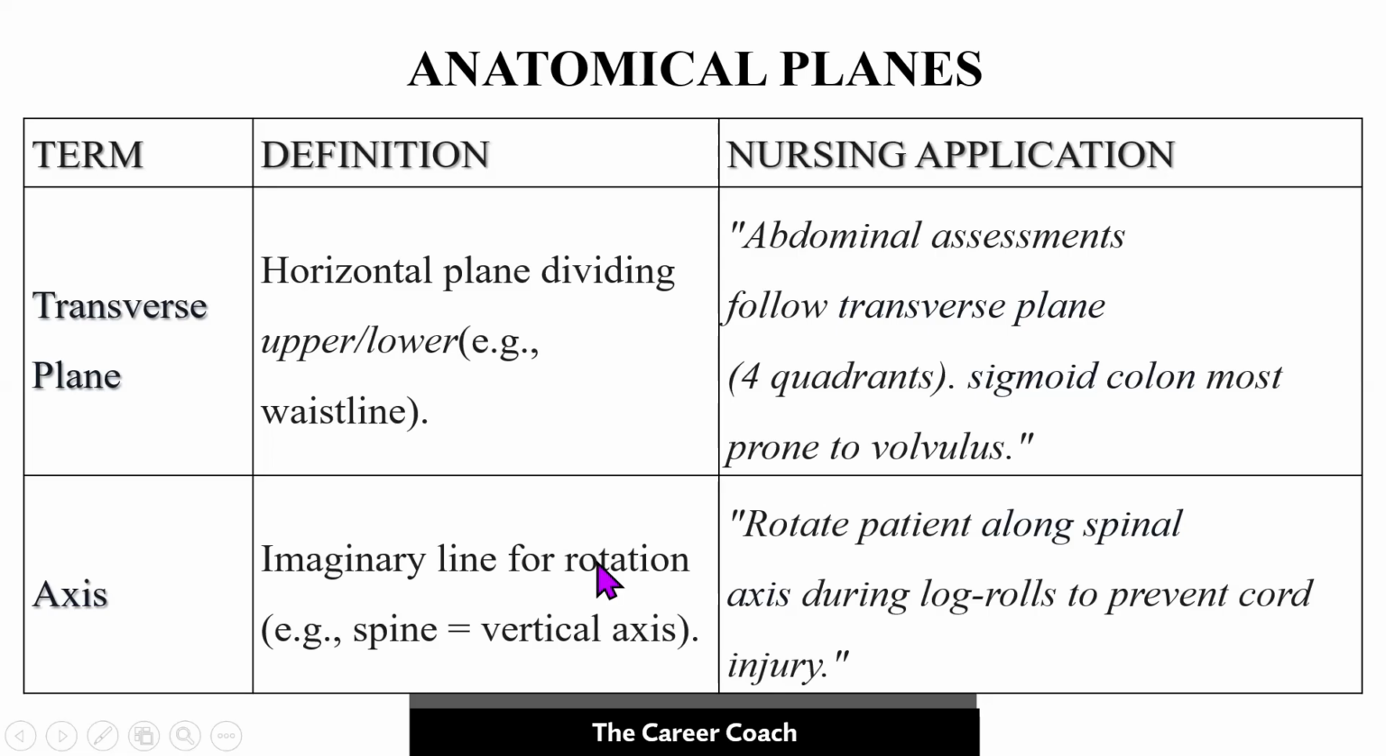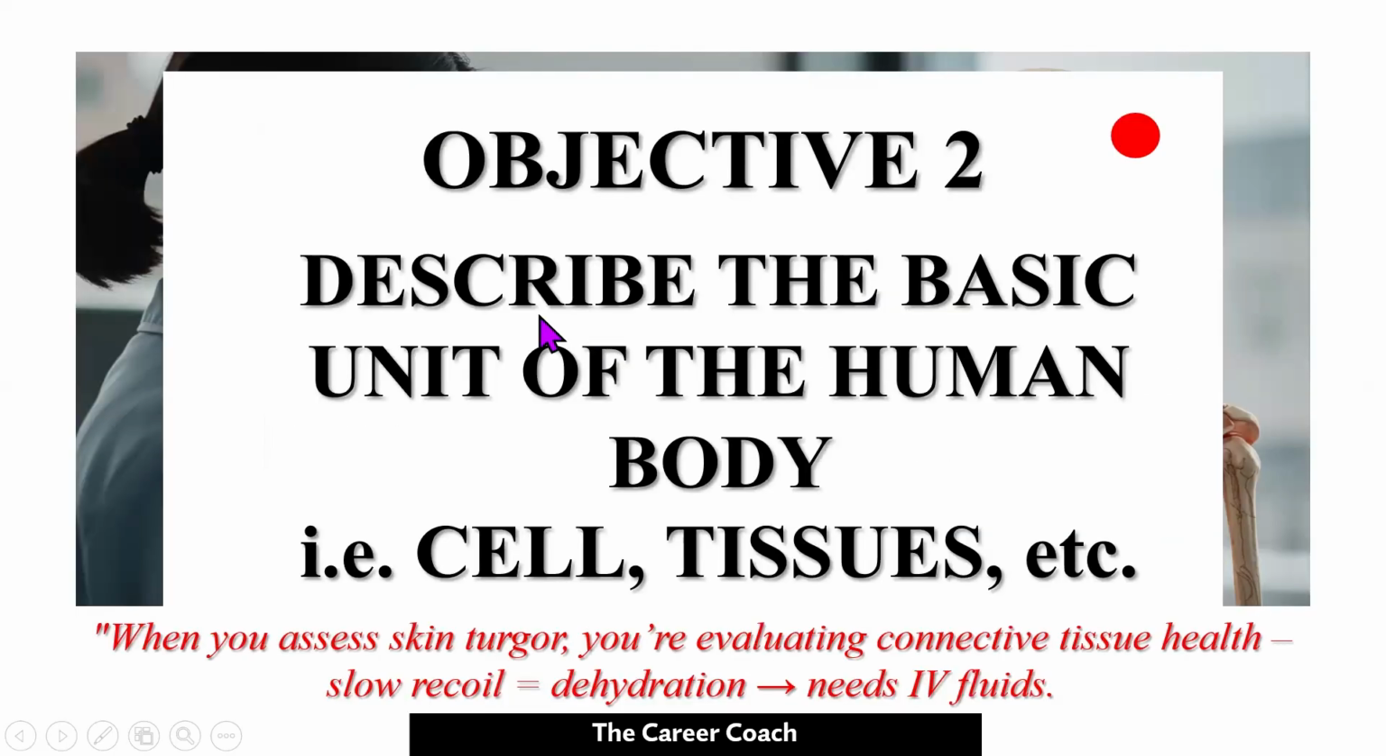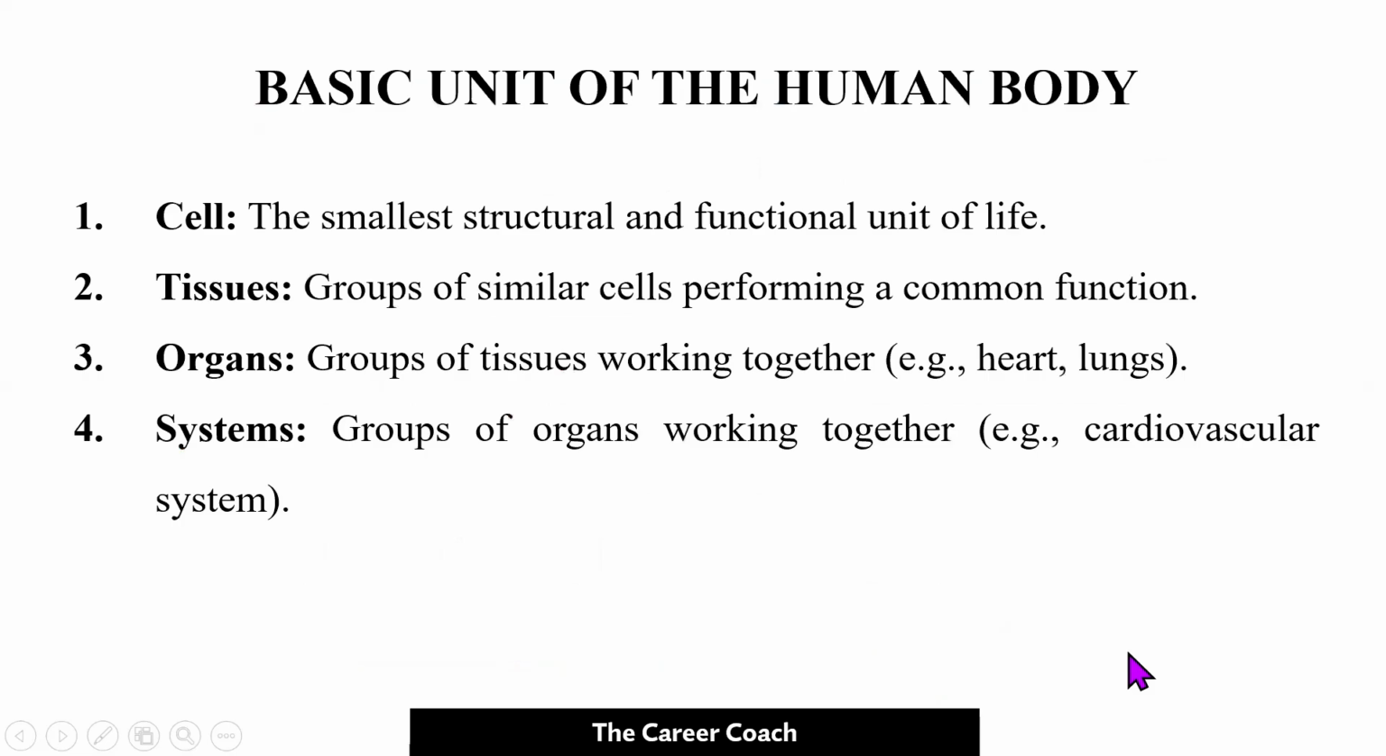An axis is an imaginary line for rotation. Example is the spine on the vertical axis. Nursing application: rotate the patient along the spinal axis during log rolls to prevent cord injuries. Objective 2: to describe the basic units of the human body, cells, tissues, etc. Take note of this. When you assess skin turgor, you are evaluating connective tissue health. If there is a slow recoil, that is dehydration, and there is need for IV fluid replacement.